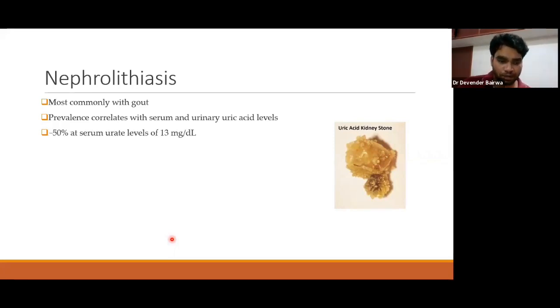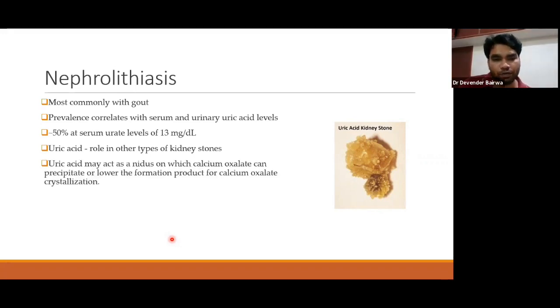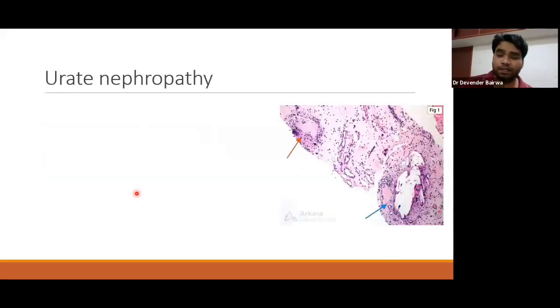50% of people at 13 milligram per deciliter of uric acid can develop uric acid stones. And if there are no uric acid stones, there can be other kinds of stones. In the case of calcium oxalate, or other kinds of calcium stones, uric acid can work as a nidus, and once this nidus is formed, calcium oxalate can deposit over it and form stones. So apart from formation of uric acid stones themselves, uric acid can help formation of other stones as well.